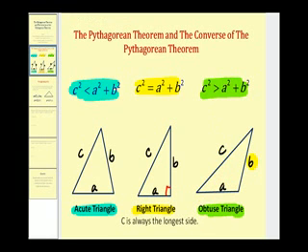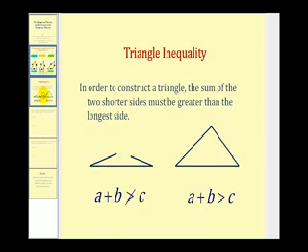Before we take a look at some examples of this, we do need to talk about something called the triangle inequality. When we're given the length of three segments, it's not always possible to form a triangle. In order to construct a triangle, the sum of the two shorter sides must be greater than the longest side. That should make sense because if this was side c and this was side a and side b, if the sum of a and b are not greater than c, these two sides could not reach each other and therefore could not form a triangle.